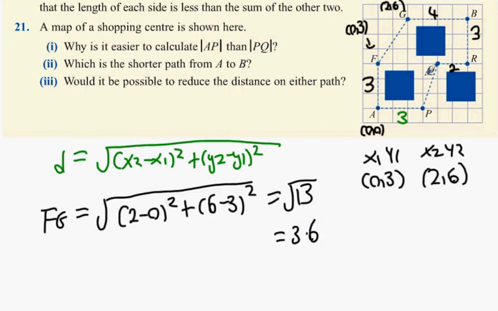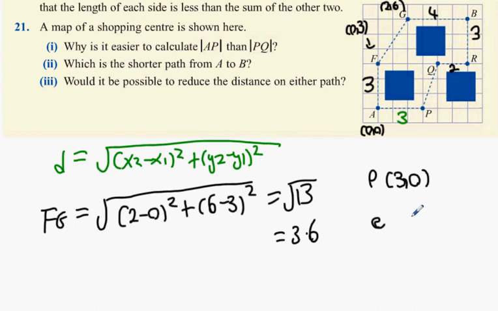Next thing we're going to do, guys, we're going to figure out what the point P and the point Q are. So let's find out what PQ is. P is 3 to the right. What's 3 to the right of 0, 0? 3, 0 is P. What's the point Q? 1 across is 4 and 3 up is 4, 3. Allocate them values: x1, y1, x2, y2.